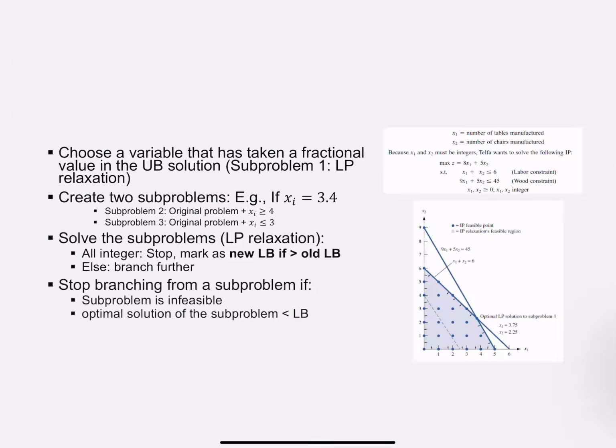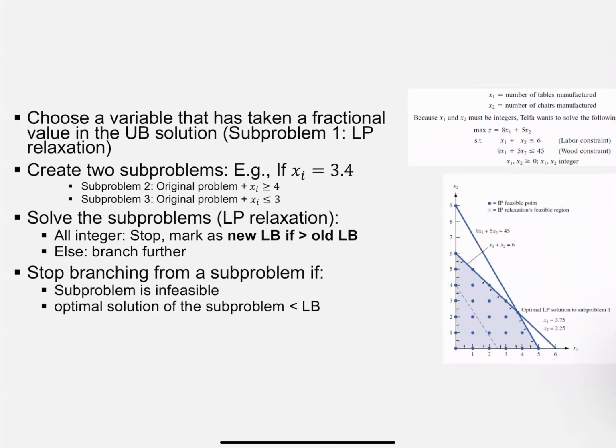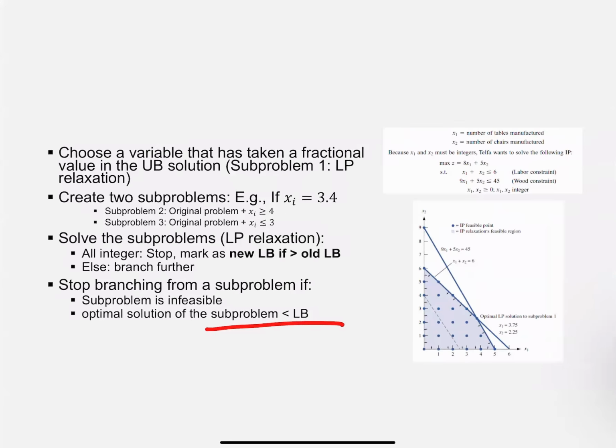Stop branching from a subproblem if it's either infeasible or it's already worse than the lower bound that you found. If it's a minimization problem, change all of these: lower bounds become upper bounds. Your solution is optimal when your current lower bound is the best, when there is nothing else to branch on, when you have explored all the options.